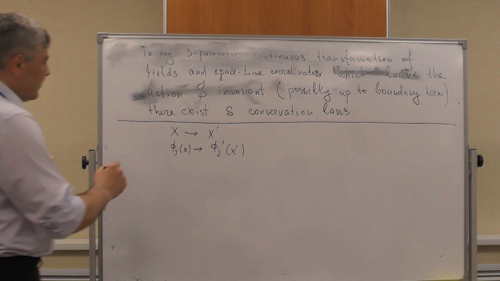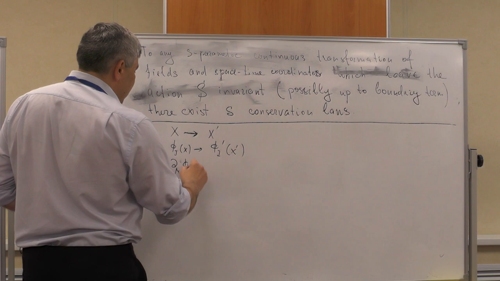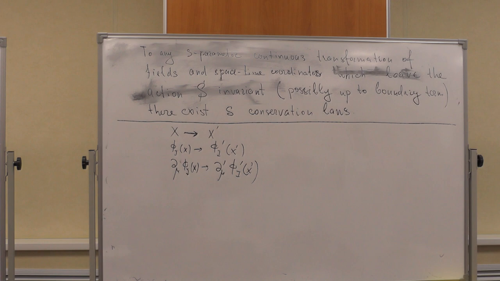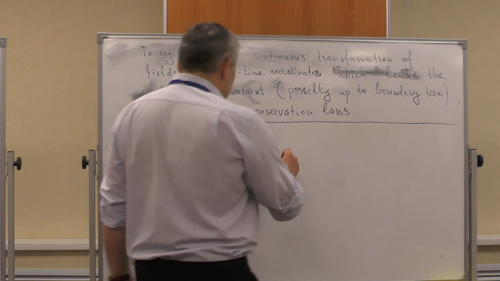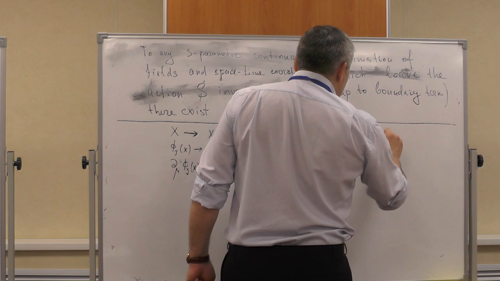So x goes to x prime, phi transforms in this way, and also the derivative d mu phi I of x goes to d mu prime, the derivative with respect to x prime, of phi I prime of x prime. So these are the transformations I'm talking about, and if under this transformation the action S, or the corresponding Lagrangian density, is allowed to change at most by a total derivative term like this one, then there will be S dynamical invariants.